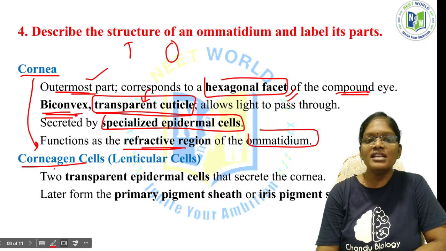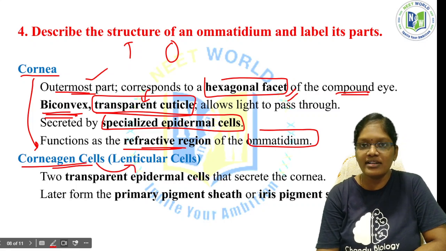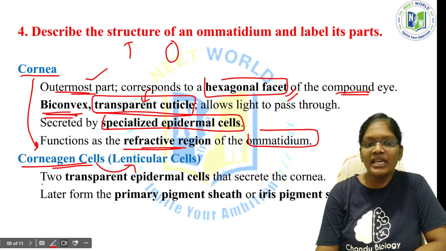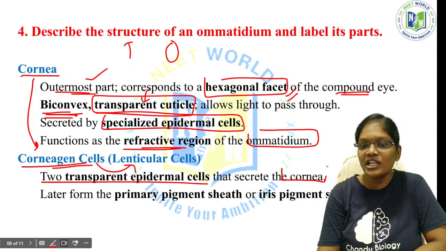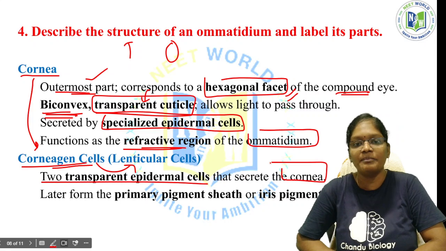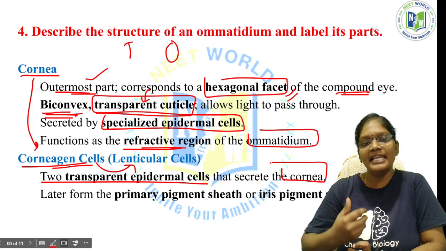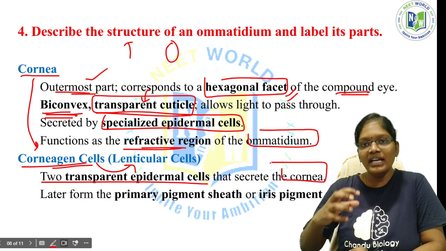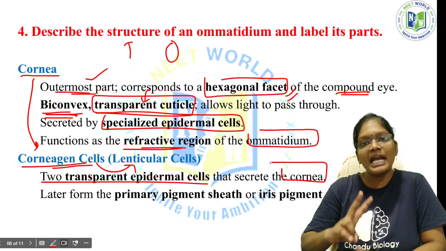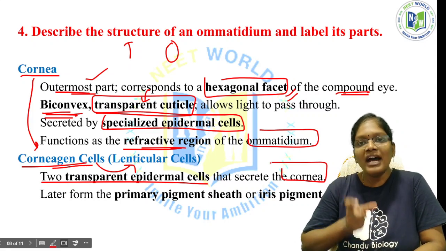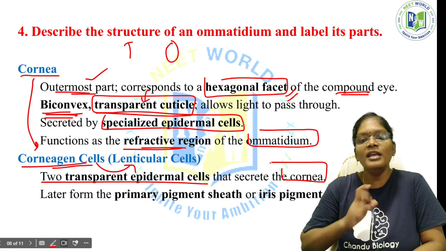Okay, so this is the corneagen cells. The corneagen cells are also called lenticular cells. They are made up of two transparent epidermal layers, and they are responsible for secreting the cornea. So these cells are involved in secreting the cornea.